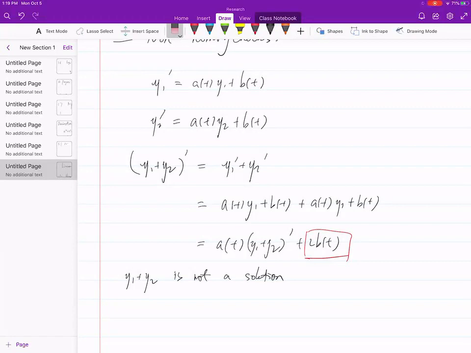That's why for non-homogeneous, you cannot simply find several solutions and do all the possible linear combinations, because the linear combinations won't be a solution anymore.